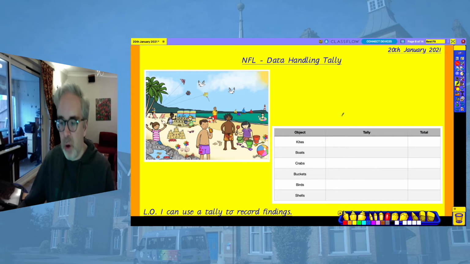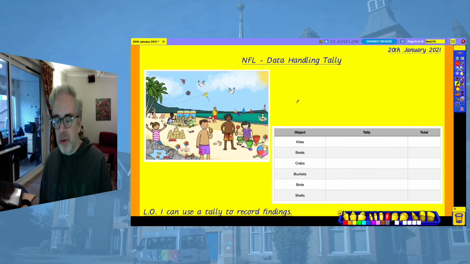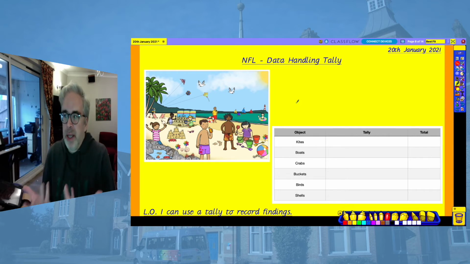Okay, so what I'm going to do is quickly demonstrate for you. When you use a tally, it's a really good way of quickly collecting information. So say, for instance, you're counting the number of blue cars that go past you. If you're having to write down the number all the time, then you're going to lose count. You're not going to keep up with what you are meant to be doing.